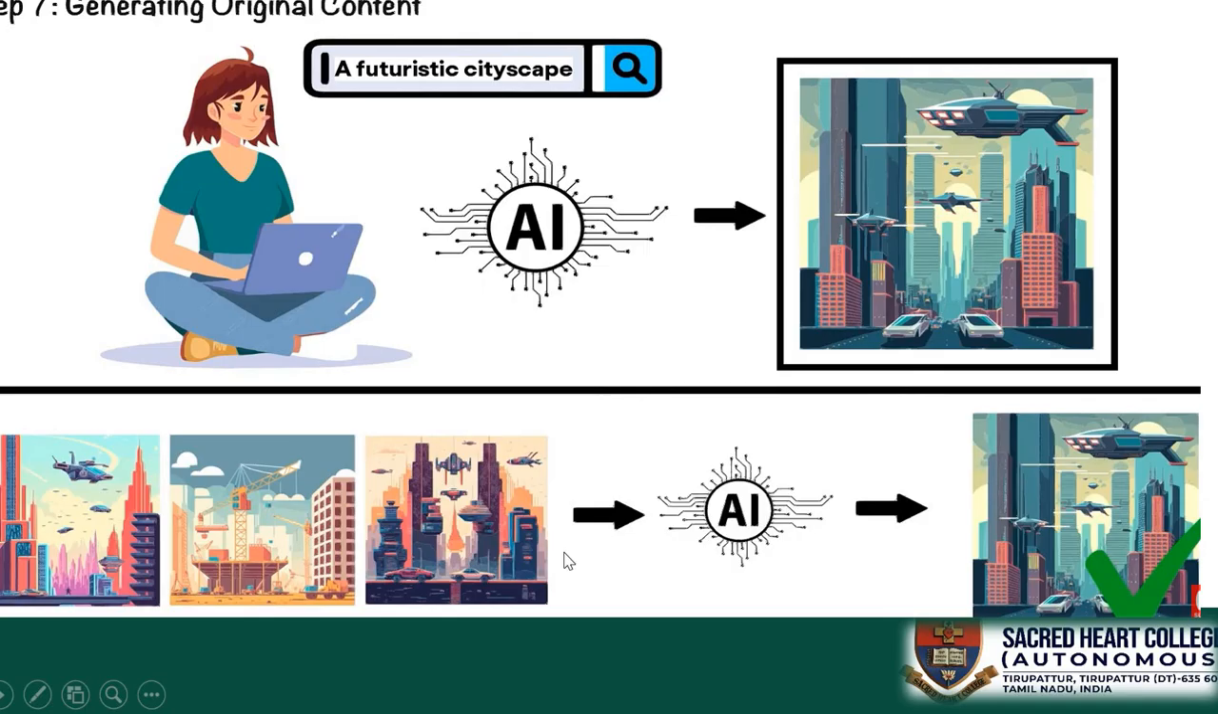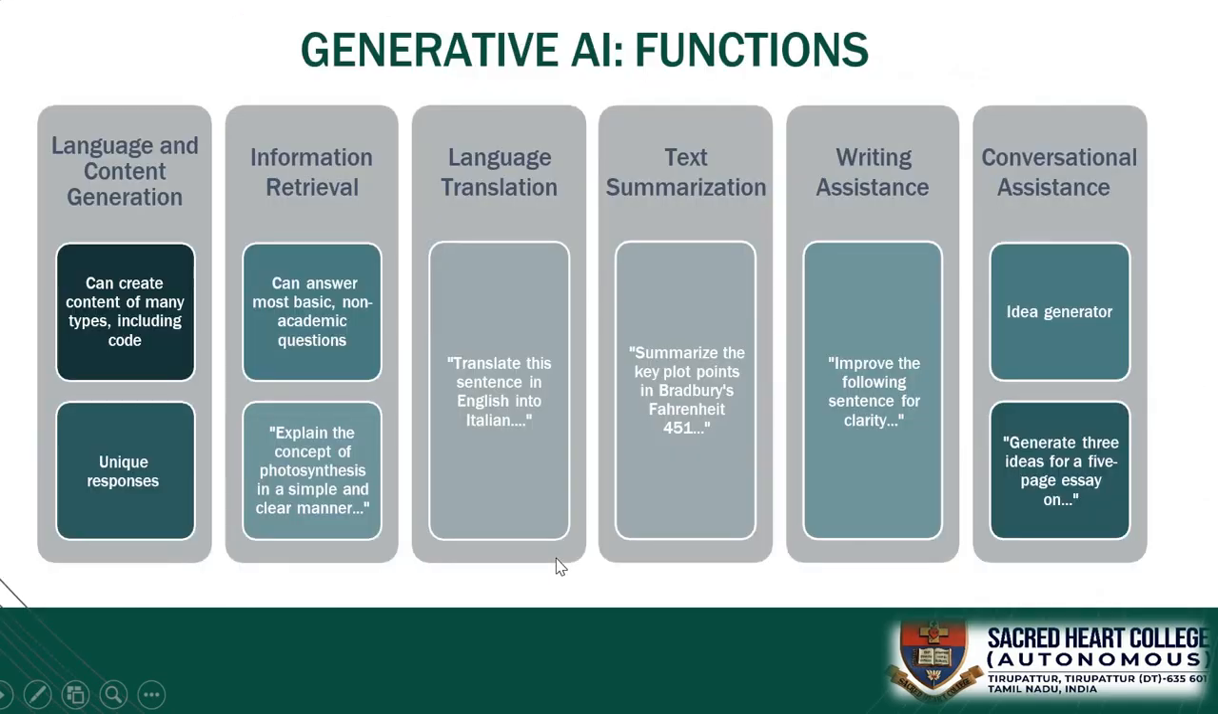So the image is generated. Here we have generative AI functions, which provide an overview of the various capabilities of generative AI. It appears after this, likely showing how AI generates original content. So here it has six main functions. One is language and content creation. Here AI can create different types of content, including code. It provides unique responses to prompts, and here we have information retrieval, where AI can answer simple non academic questions.